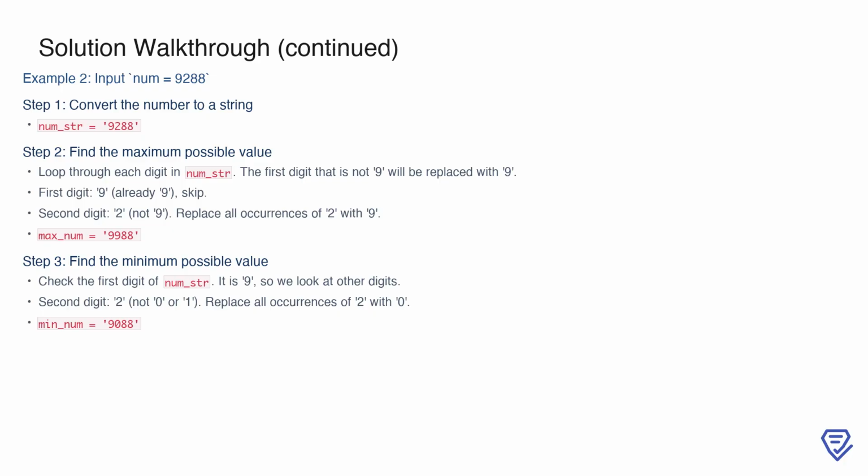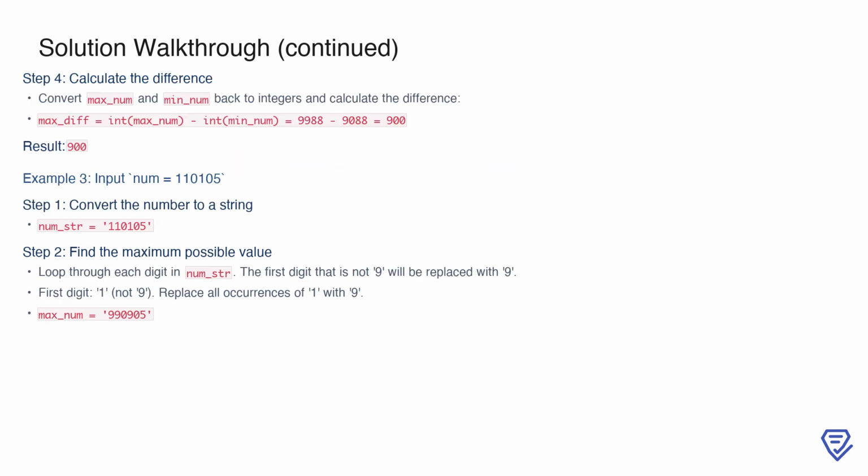For the minimum possible value, we check the first digit, which is 9. Since replacing 9 with a smaller digit would make the number invalid, we move to the next digit. The second digit is 2, which is not 0 or 1, so we replace all occurrences of 2 with 0. This results in 9088 as the minimum value.